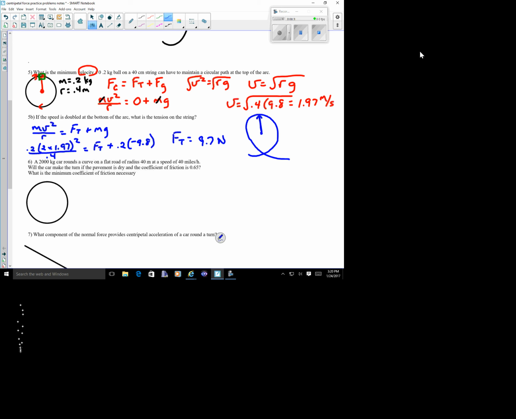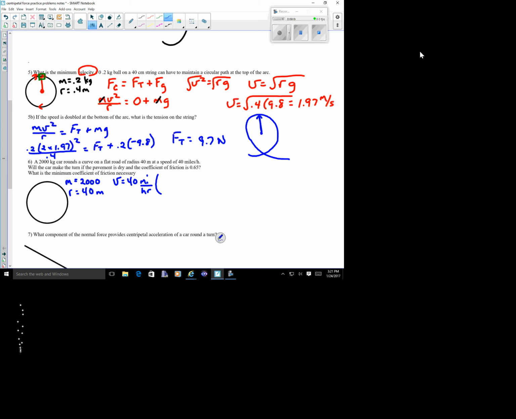Now we're going to number 6. You've got this car going around a curve on a flat road. The mass of the car is going to be 2,000. The radius now is 40 meters, so it's a very, very large turn. Now you're a civil engineer, and you've got to figure out whether a car that's going 40 miles per hour can make the turn. As soon as I know that my velocity is 40 miles an hour, I know I've got to change that.